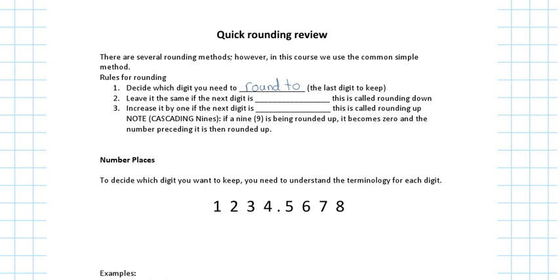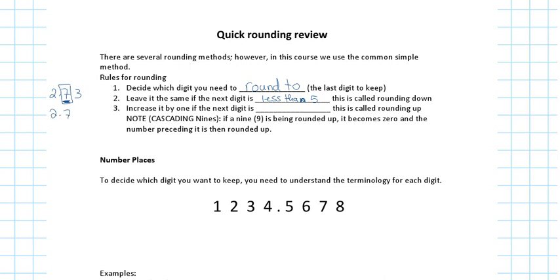You're going to leave that digit the same if the next digit is less than 5. We call this rounding down. So let's say I have 2.73 and I want to keep it to 1 decimal place. That's my 1 decimal place. The next number is a 3, which means I have to keep that 7 the same. So we call that rounding down, and it will be 2.7.